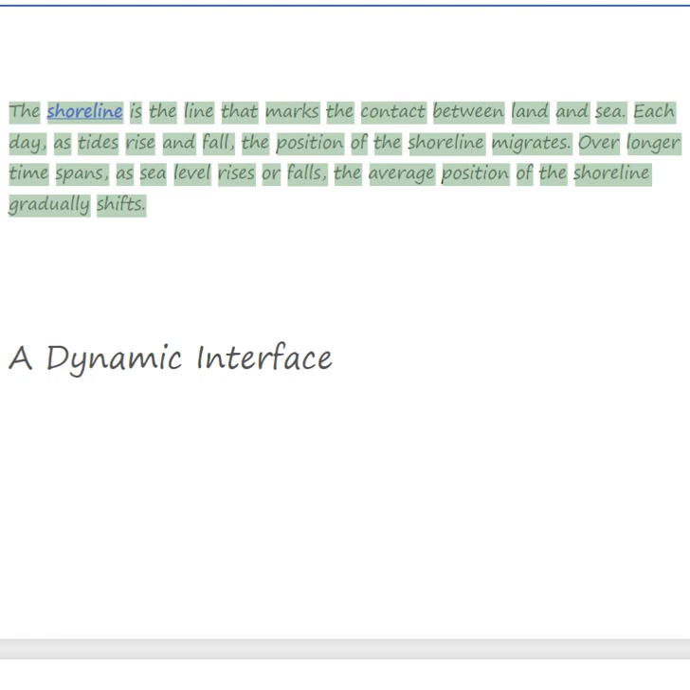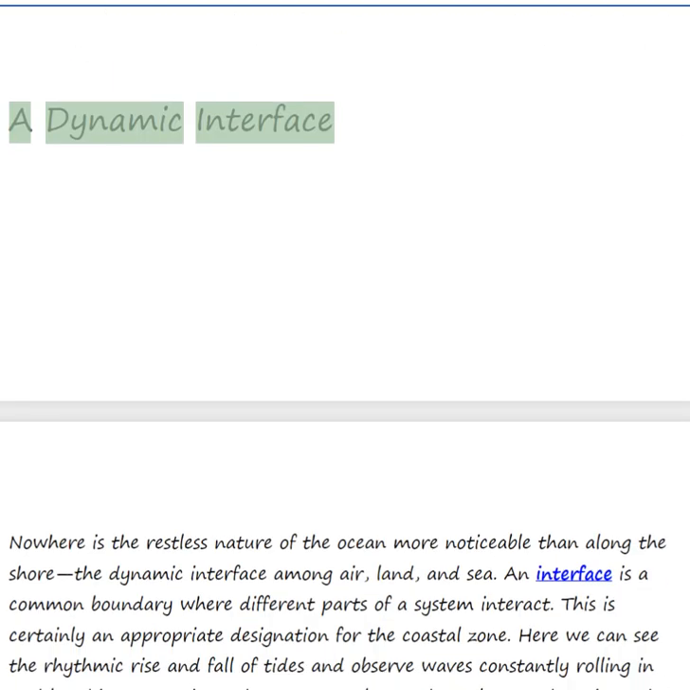Each day, as tides rise and fall, the position of the shoreline migrates. Over longer time spans, as sea level rises or falls, the average position of the shoreline gradually shifts. A dynamic interface.